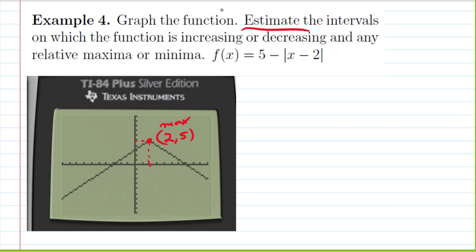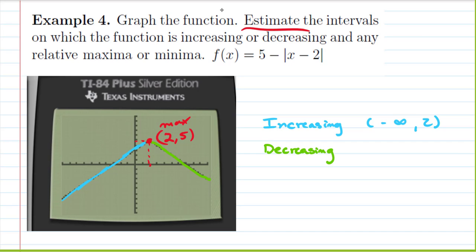So then that would be our local max. And now we want to know where it's increasing and where it's decreasing. So it looks like it's increasing from here to here. So it increases to our local max, so that's from -infinity to 2, and then after our local max, it's going to decrease. So we are going to decrease from 2 to positive infinity.